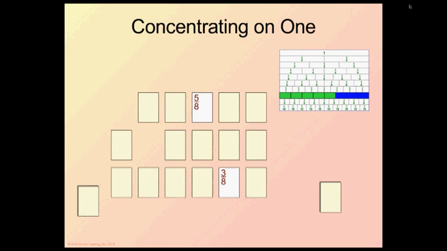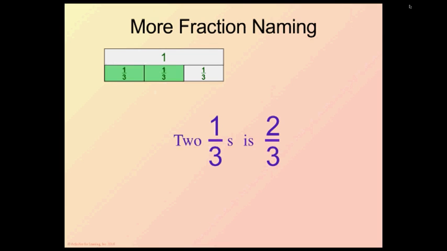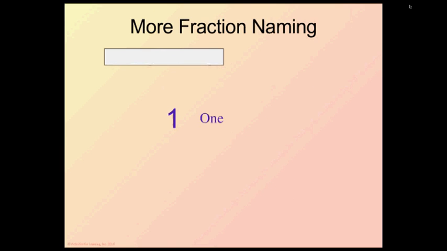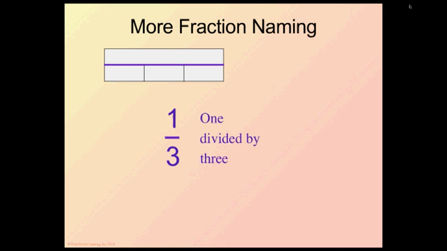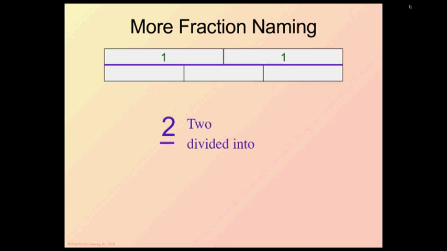So let's look at more fraction naming. Here I have 2 1/3, which I can call 2/3. We read this again as 2/3. Now, remember back here when we had 1 divided by 3? What happens if we take that same concept and we say that we have 2 divided into 3 equal parts.